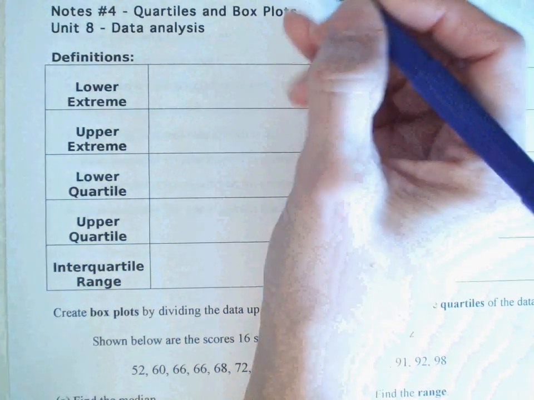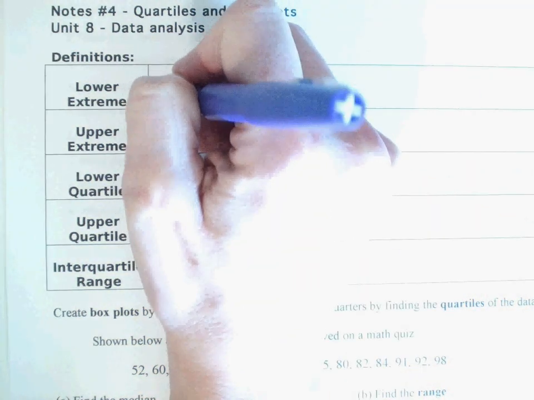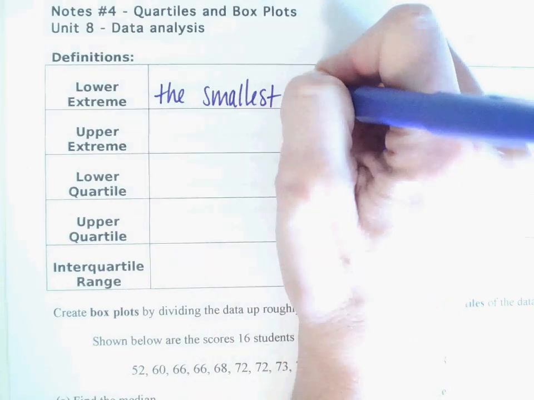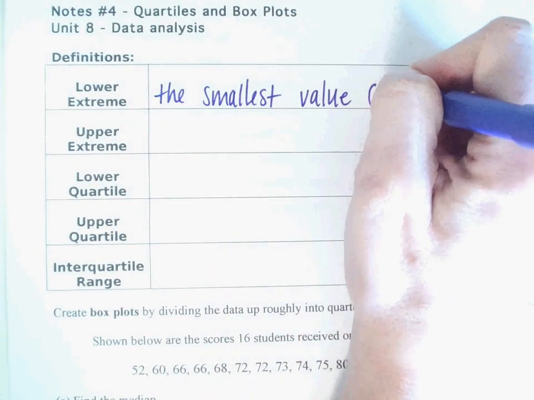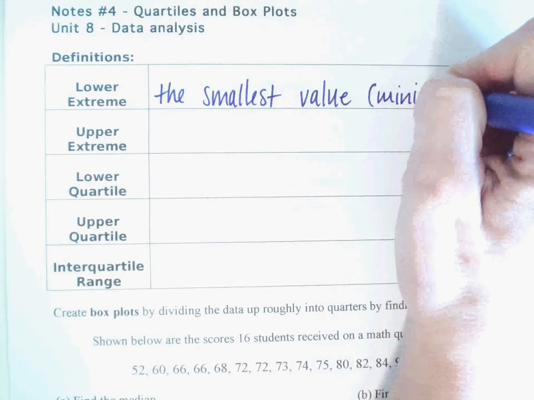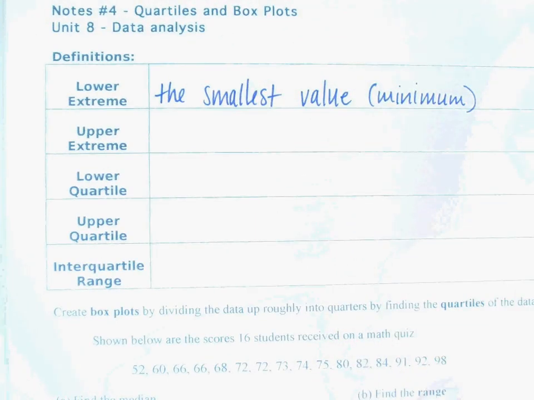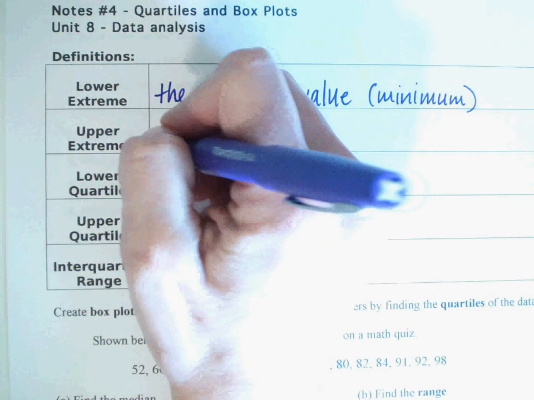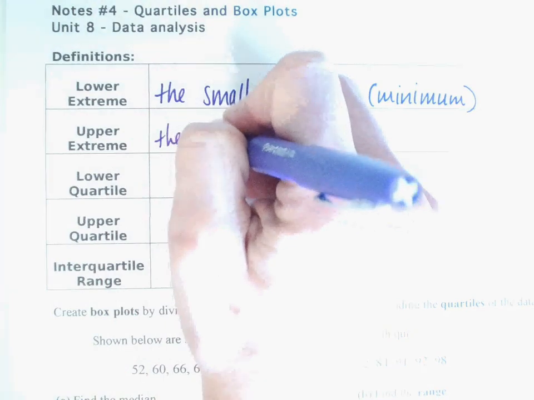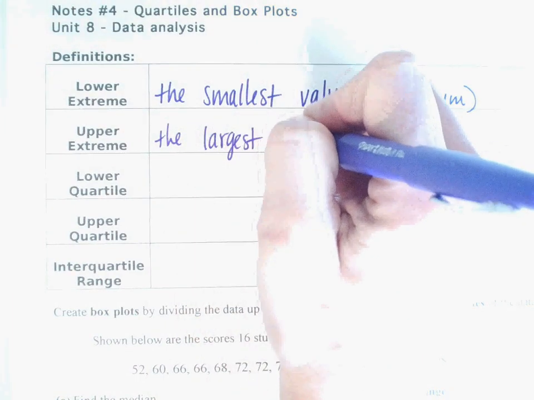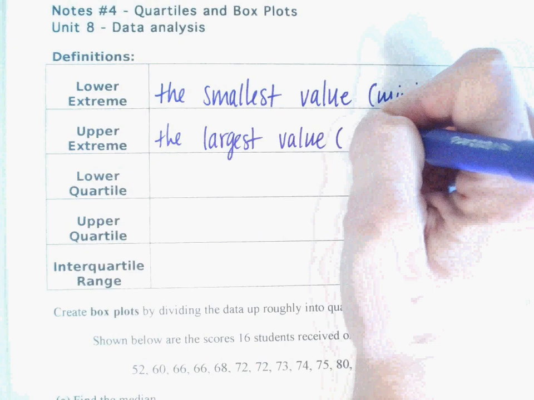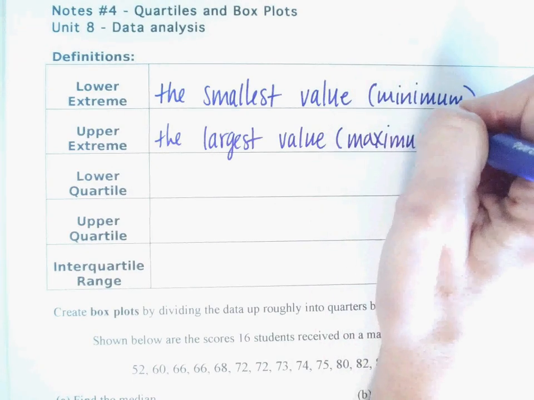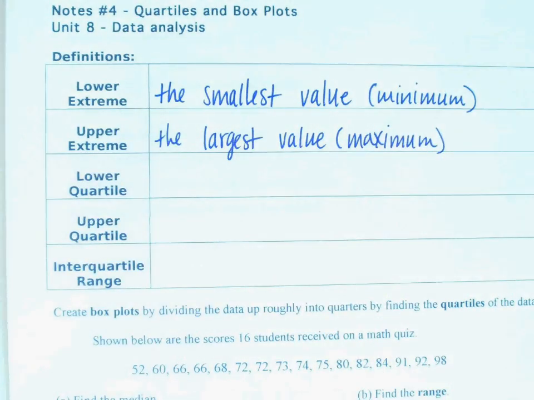So the lower extreme is called the smallest value. So we'll write that in there. The smallest value is also your minimum. Your upper extreme is the largest value, which is your maximum. And we use these values when we calculate range, so quick reminder on that.